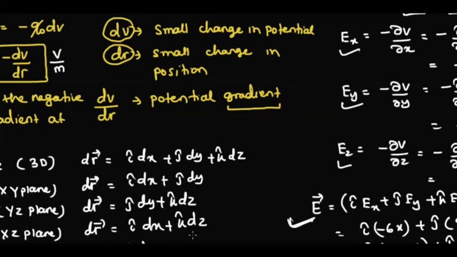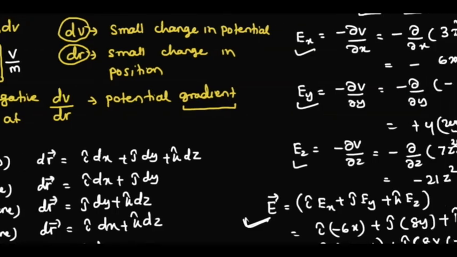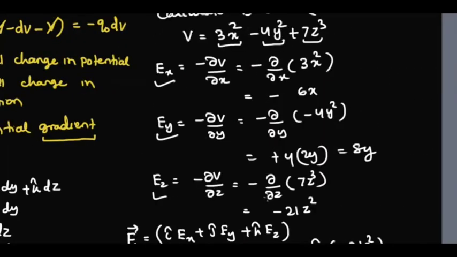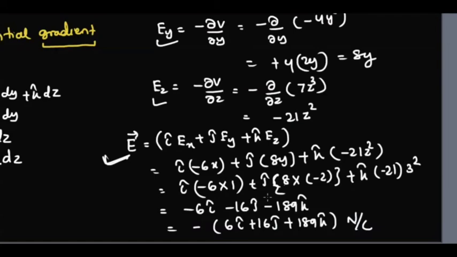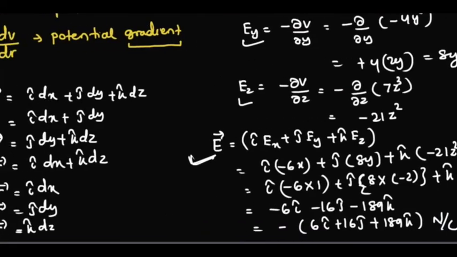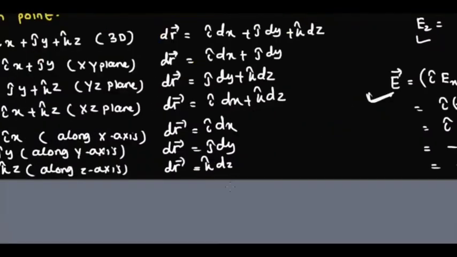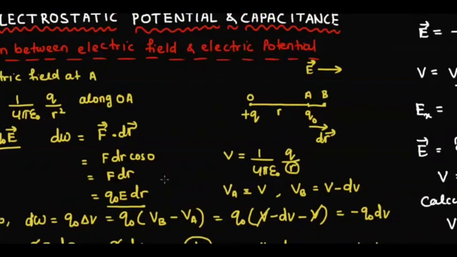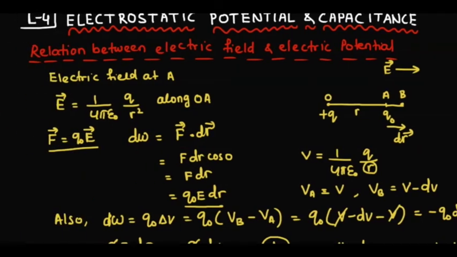Okay, so now we will discuss some other expression. So E equal to minus dV by dr. I have no space left here. Okay, there is no space available. So let me change the page and come back again. Okay, so we got that E is equal to minus dV by dr.